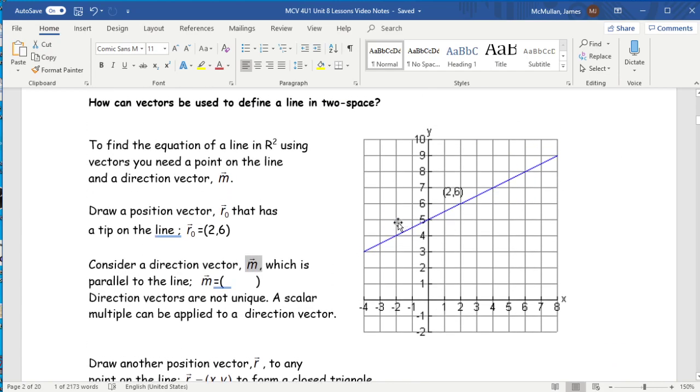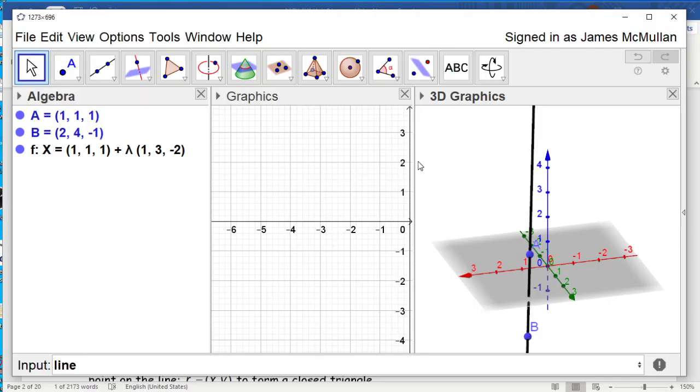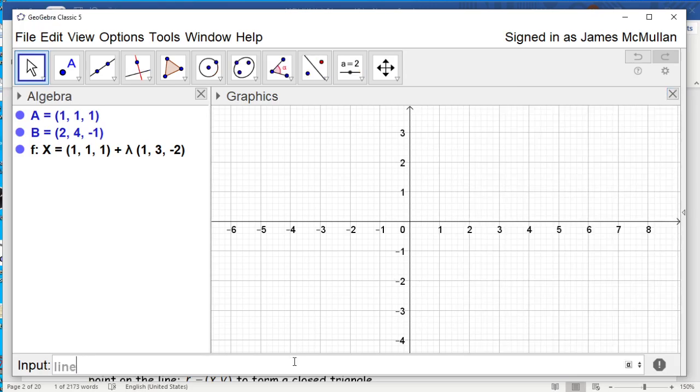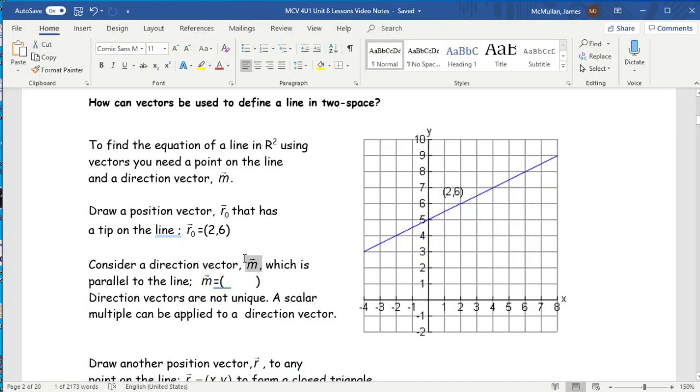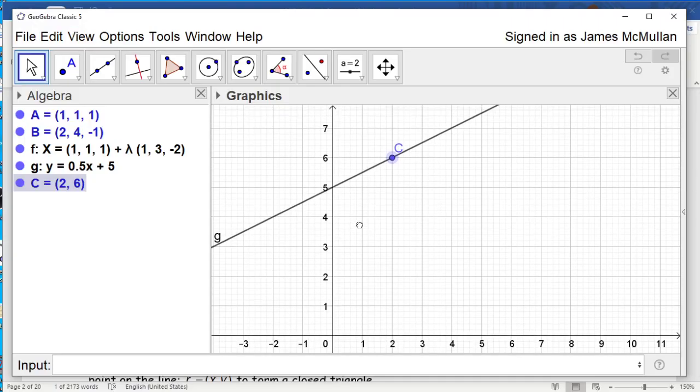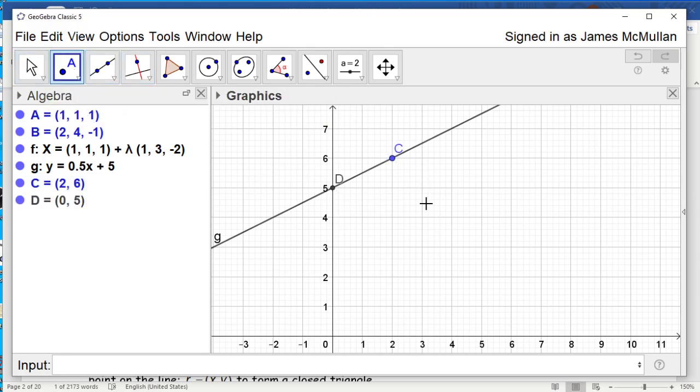So let's see if we can demonstrate this with this example. This line looks like rise 1, run 2, so half x plus 5. So y equals 0.5x plus 5. Okay, and we know it goes through the point 2, 6. So that's what we've got. Now we need a direction vector that's parallel to the line. A direction vector that would be parallel to this line would be any vector parallel to the line. So let's make the easiest one we can make.